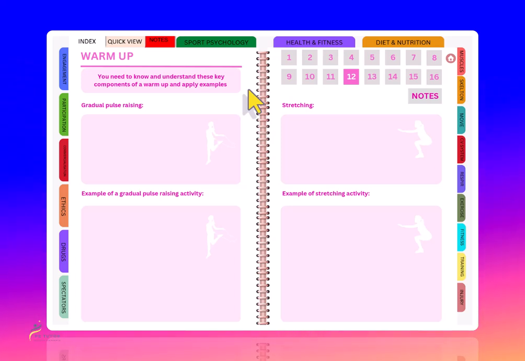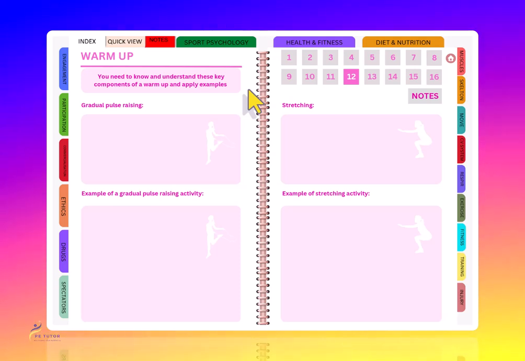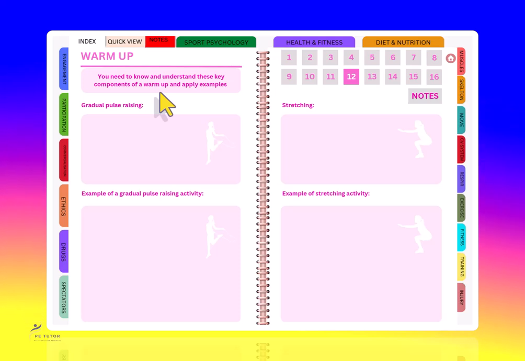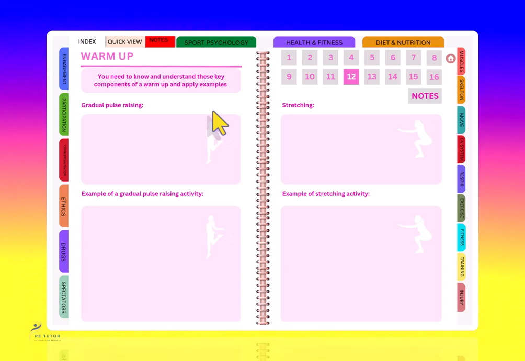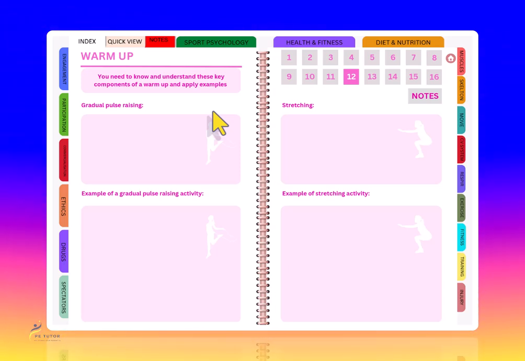In this part of your AQA GCSE revision course, we're going to be looking at warming up. And as you can see, you need to know and understand these key components of a warm-up and apply examples. So the exam board have given us a number of key things that you need to know that are involved in the warm-up. So let's have a look at those first.